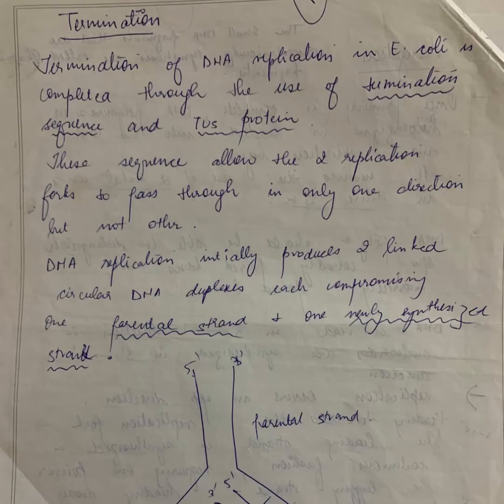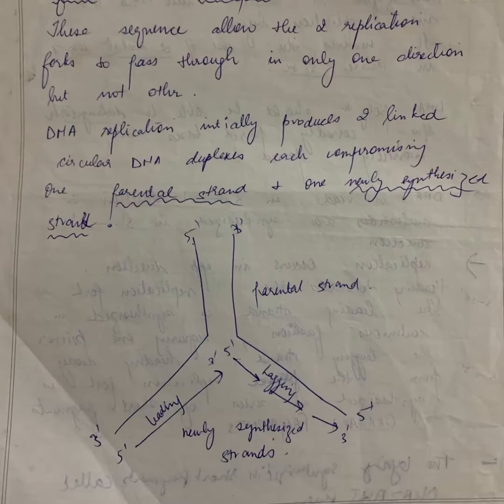Now the third step is termination. That means termination of DNA replication in E. coli is completed through the use of termination sequences and the Tus protein. These sequences allow the two replication forks to pass through in only one direction but not the other. DNA replication initially produces two linked circular DNA duplexes, each comprising one parental strand and one newly synthesized strand.